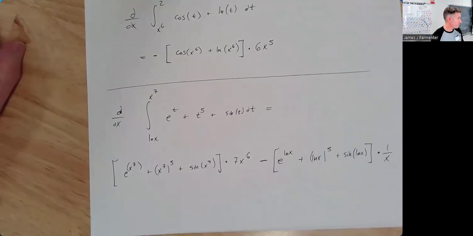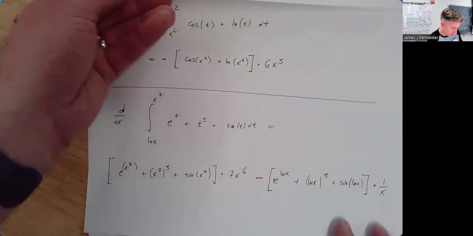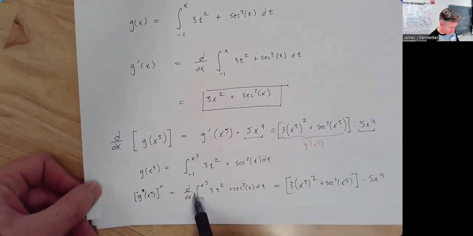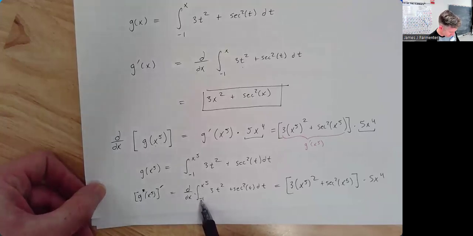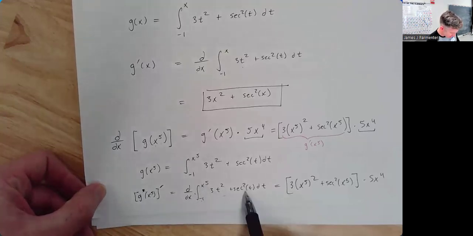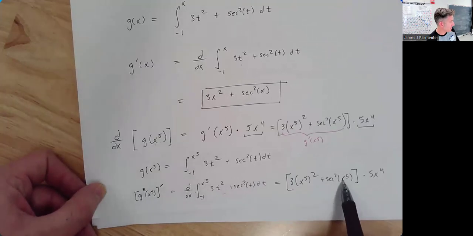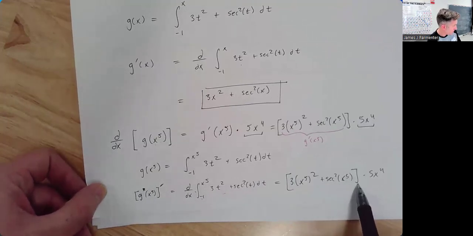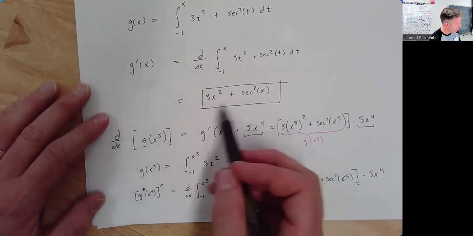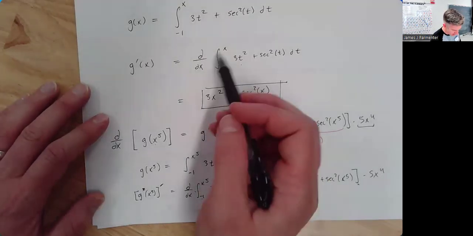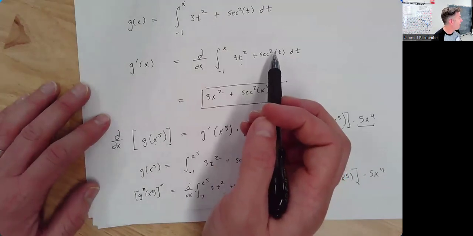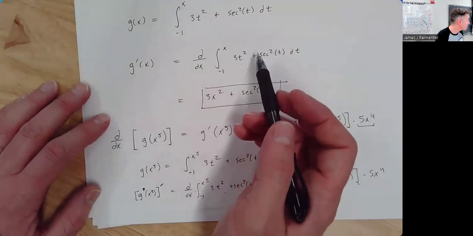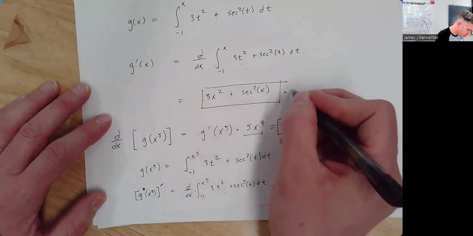You always multiply by the derivative. Yeah, I did it here, right? Up here, I took the derivative of the integral from -1 to x to the fifth of this function. I plugged in the x to the fifth, and then at the end of the day, I multiply by 5x to the fourth. Technically, I even did it here. I plugged in x, and then I multiplied by the derivative of x, which is 1.